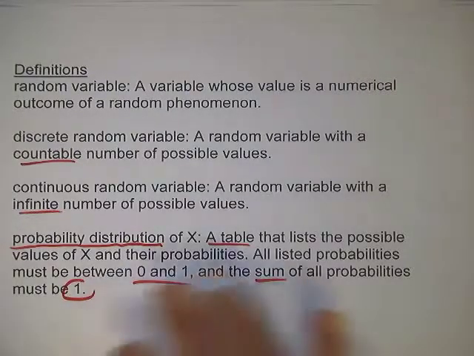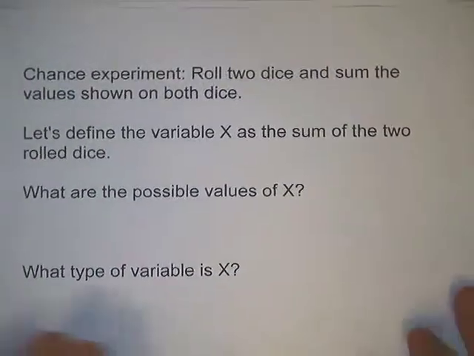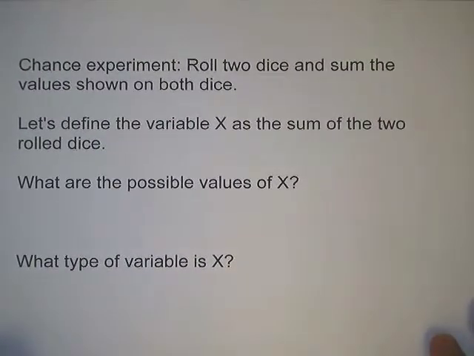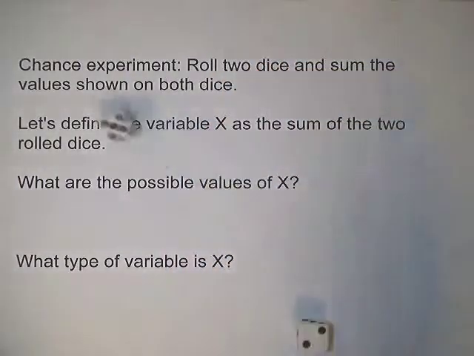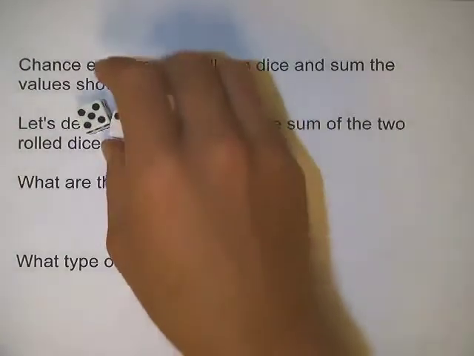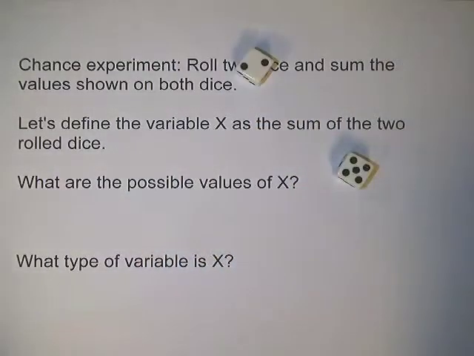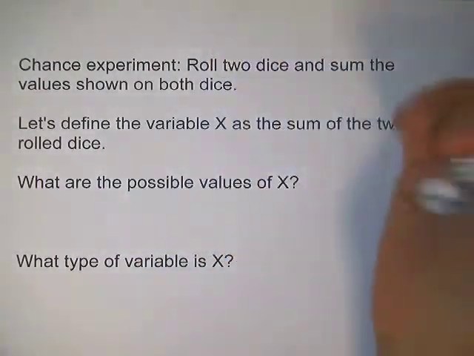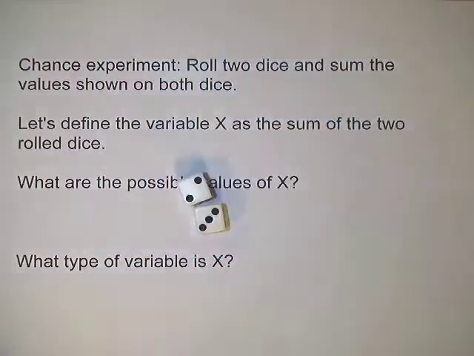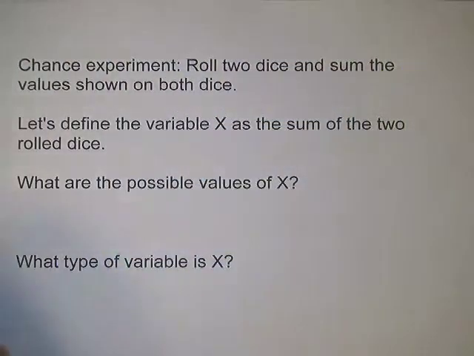Let's take a look at an example that we're going to use to make a probability distribution. Our chance experiment is to roll 2 dice and sum the values shown on both dice. I'm going to shake some dice, and I end up with a 5 and a 2, so the sum there would be 7. If I rolled it again, I got another sum of 7. If I roll again, I got a sum of 5. Let's define the variable x as the sum of the 2 rolled dice. So those values would be values of x.